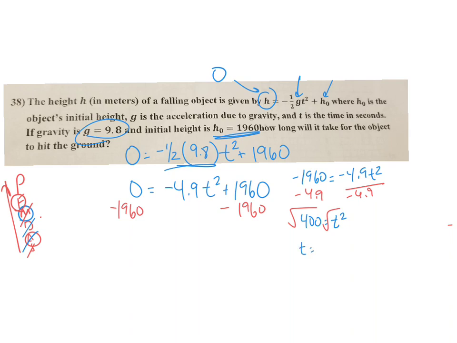I get t equals plus or minus 20. Now, since we're talking about time, it's just going to be 20, not negative, so just 20 seconds. That's it for 38.